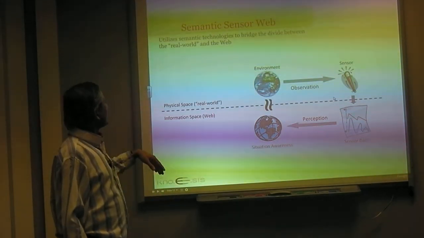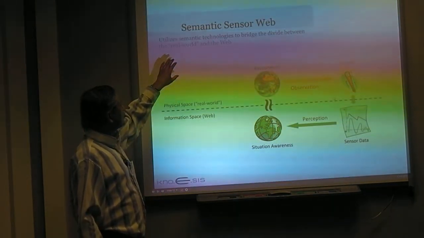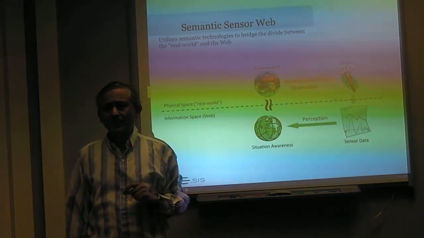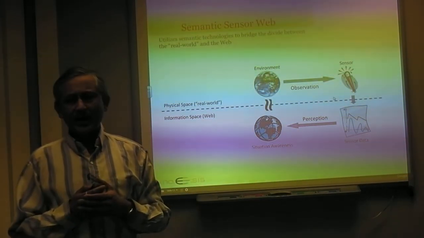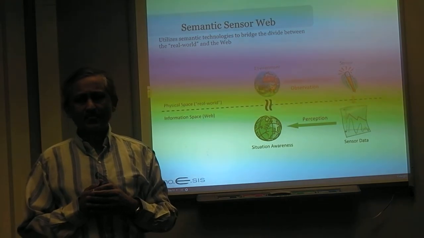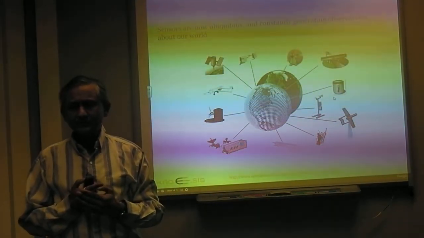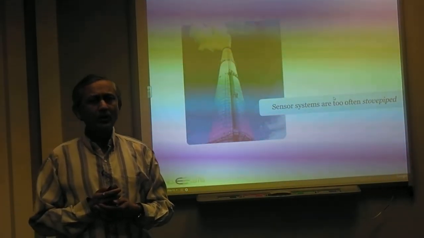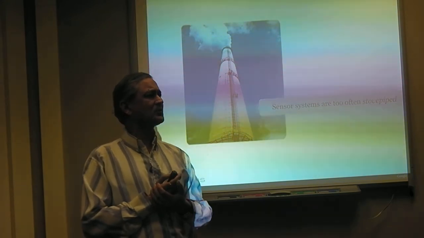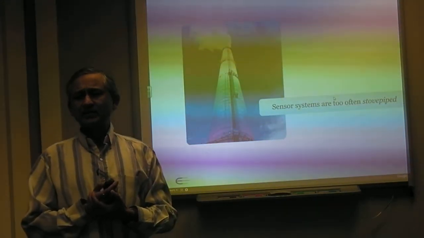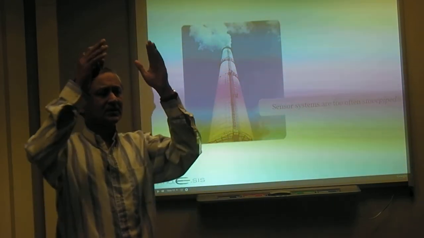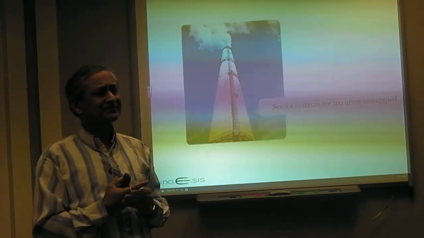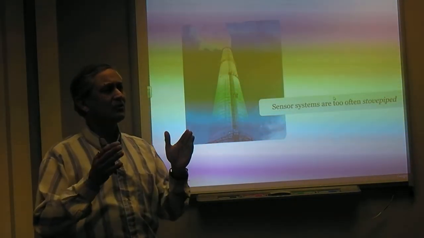Right? So the semantic sensor web is about using semantic technologies to bridge the divide between the real world and the web. So we talked about sensors all around the world, and they are there. One of the things that has happened, and this has happened in almost every information domain, is that all these systems, in this case sensor systems or systems that process sensor data, are stovepiped. So they don't talk to each other very well.